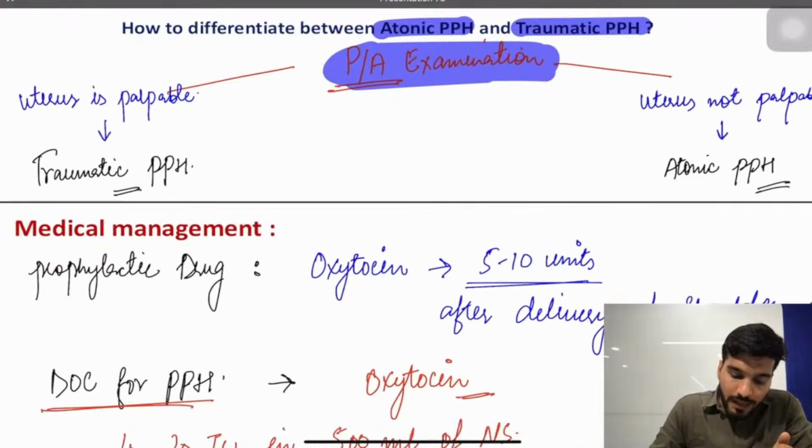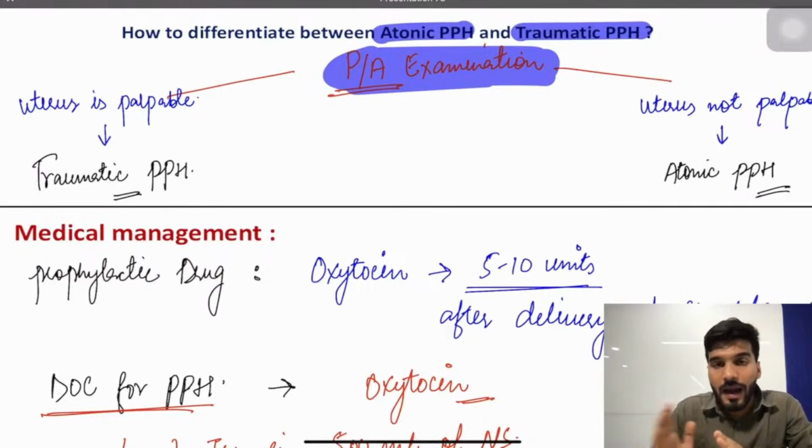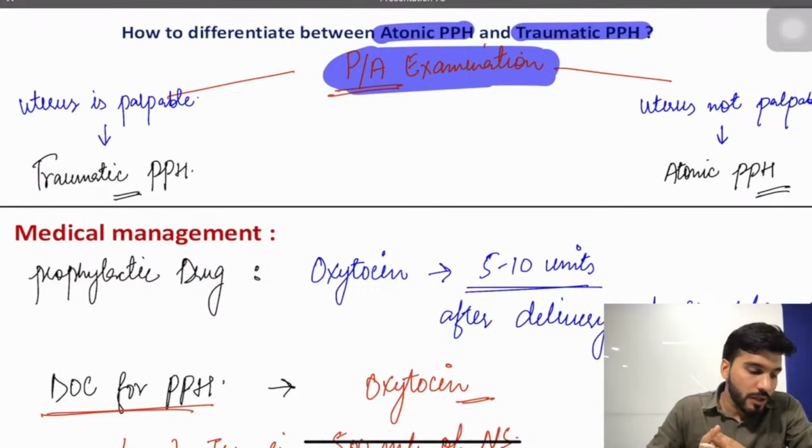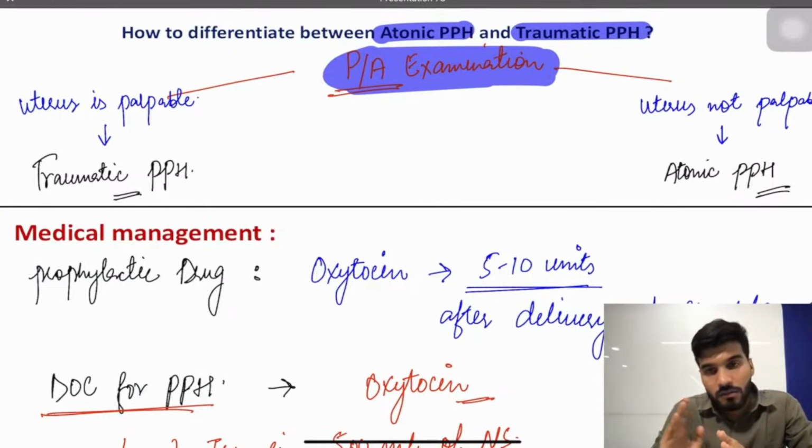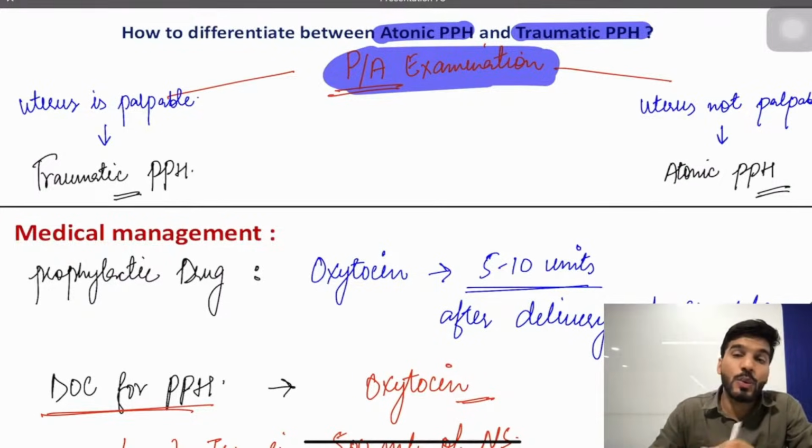Okay, followed by that, how to differentiate between the atonic and the traumatic PPH? What happens in atonic? In atonic, the uterus is not palpable. In traumatic, the uterus is palpable.